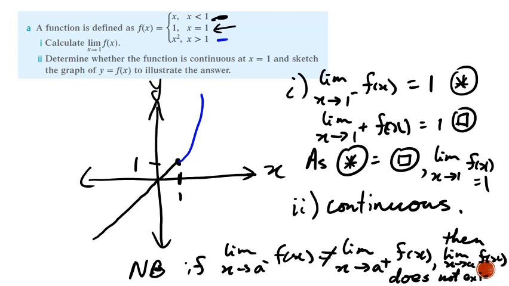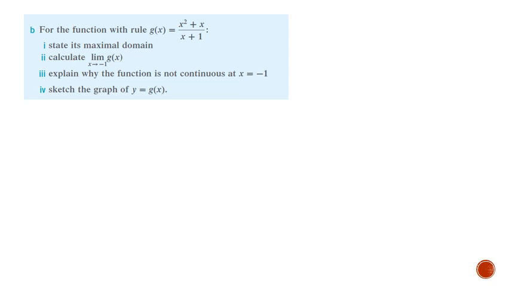Alright, we'll be able to fit it. Okay? Does that make sense? I know it's a bit squished. So just make sure your left and right limits are the same. If it's not the same, then the limit doesn't exist, so you know it's not continuous at that point.